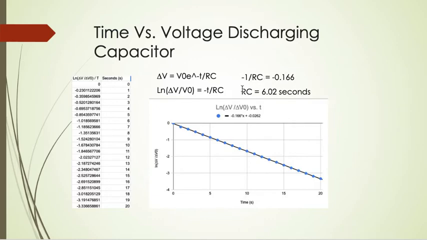How we did it was we used this formula that was given to us: change in voltage equals V naught e to the negative t over RC, RC being the time constant, and we derived this equation. If we plot the natural log of change in voltage divided by V naught against t, we would find a slope which would equal 1 over RC. If we inverse the slope, we get 6.02 seconds as our time constant.